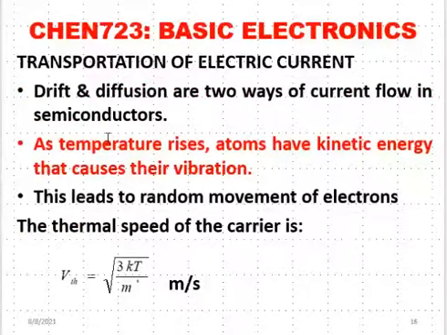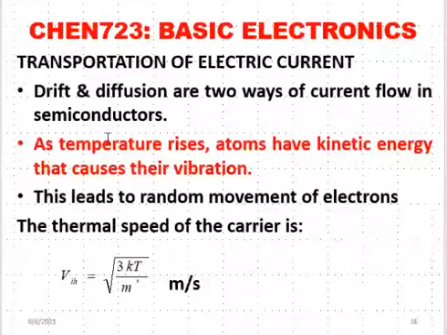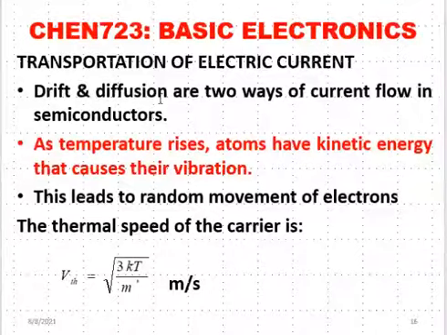Now let us look at the movement, that's the transportation of electric current. There are two modes in which the electric current can flow in a semiconductor, either by what we call drift or by diffusion. These are the two methods. The second one, the diffusion, is a movement of charge carriers, electrons and holes, whenever there is a rise in temperature.